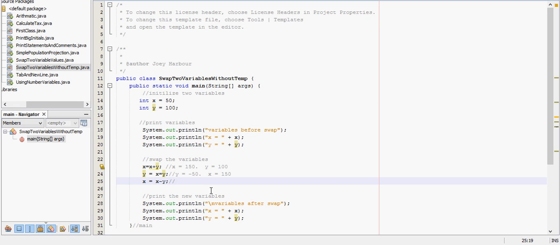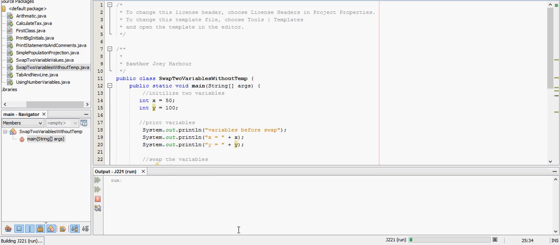Actually, I think I had an arithmetic error. X equals 150, y equals, well that should be a minus. So y equals 150 minus 100. Okay, so y would be positive 50 there, my bad. And x equals x minus y, which in this case, x is 150, y is 50, so x equals 100, and y equals 50. If you notice, these have swapped, so we'll run this program here pretty quick.